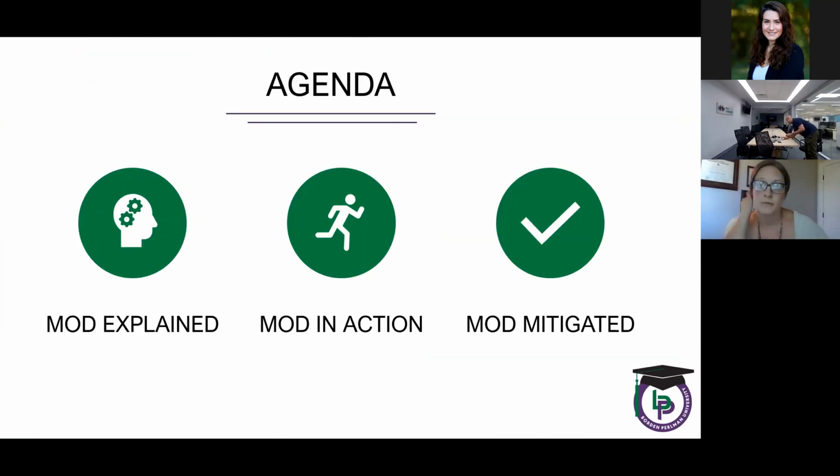Okay, so I'm just going to go through the agenda for today. We're going to talk about the mod, explain what it is, how it functions, and how it's calculated. Then talk about the mod in action and go over some more specific scenarios to help explain it. And then of course, the mod mitigated. So we're going to try to give you some tools and some resources to help you to control it and maybe even positively affect it.